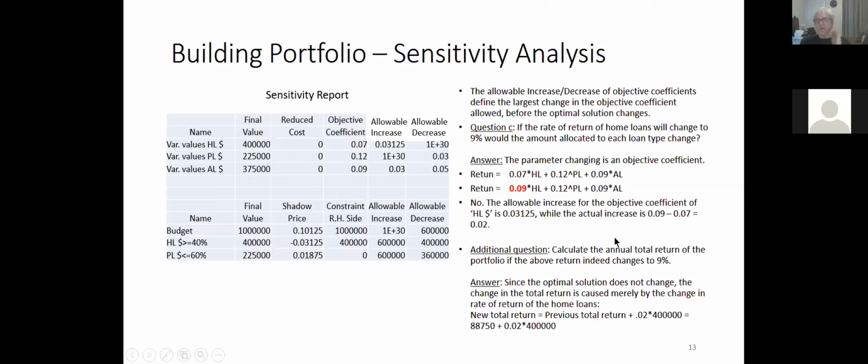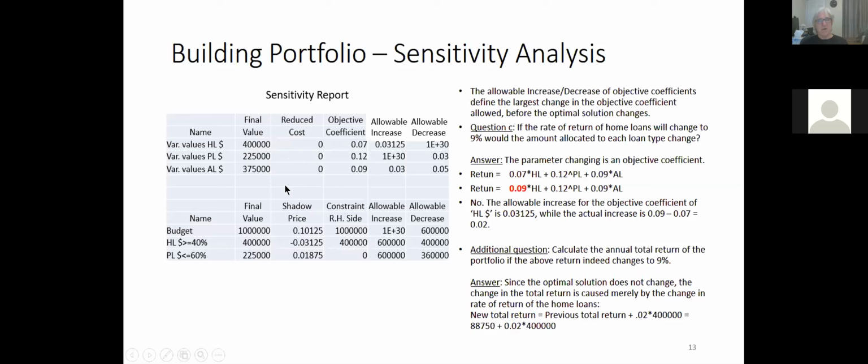Second, calculate the annual total return of the portfolio if the above return indeed goes to 9%. So we do know that with 9% here, the optimal solution doesn't change. And so to find the annual return, it's not hard. Just write 0.09 times 400,000 plus 0.12 times this, 0.09 times this, and you find the annual return.